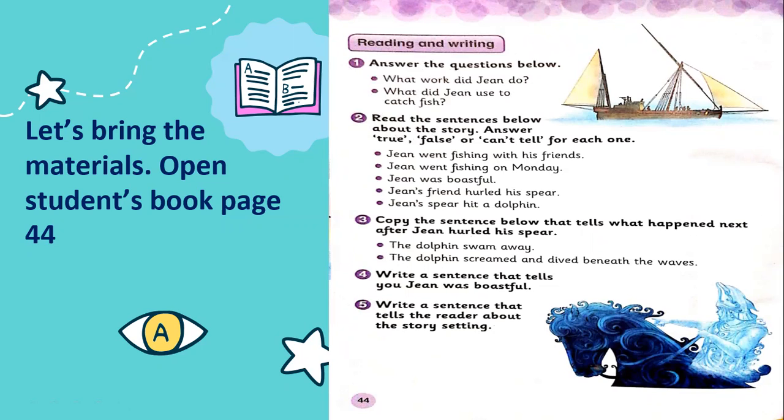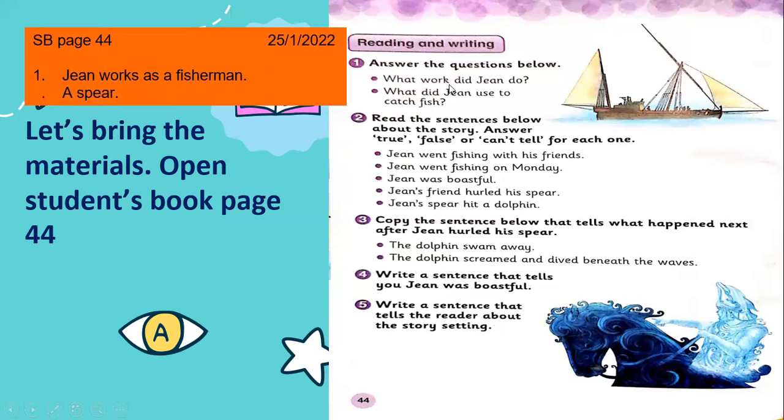Let's try to answer number 1. It says reading and writing. Number 1, answer the questions below. What work did Jean do? We can search for it in the first paragraph of the story. What work did Jean do? And what did Jean use to catch fish? What do you think it is? You can put your own answers, then you check if your answer is the same as mine.